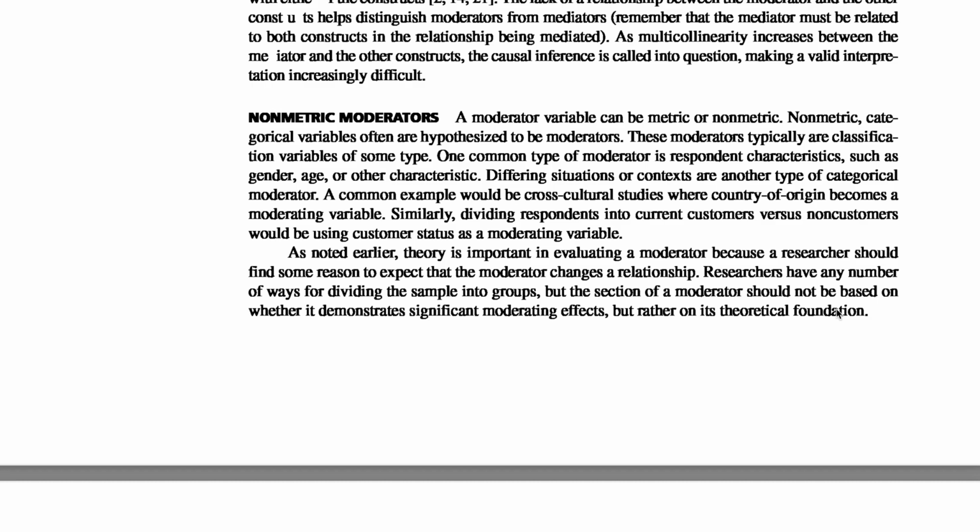These moderators typically are classified by gender, age, or other characteristics differing across situations, or where the country of origin becomes a moderating variable. Similarly, dividing respondents into current customers versus non-customers would be using customer status as the moderator variable. As noted earlier, theory is important in evaluating a moderator because a researcher should find some reason to expect that the moderator changes a relationship.